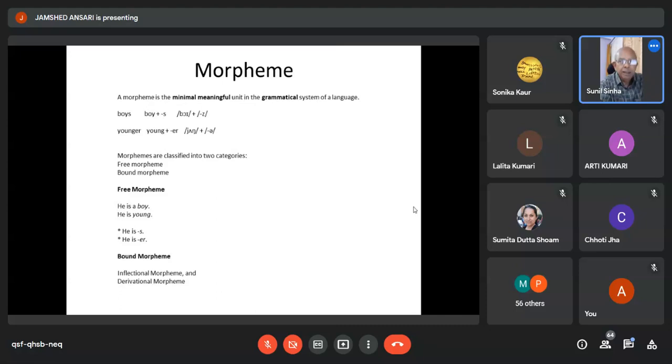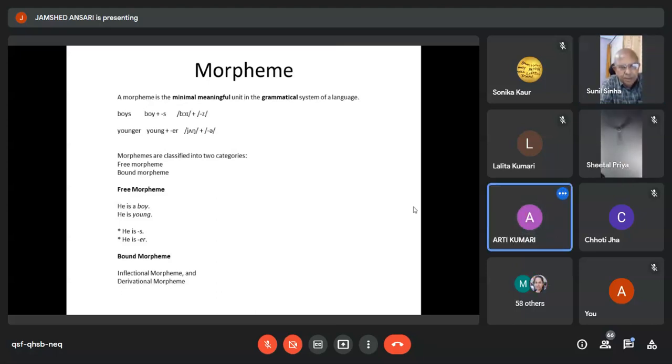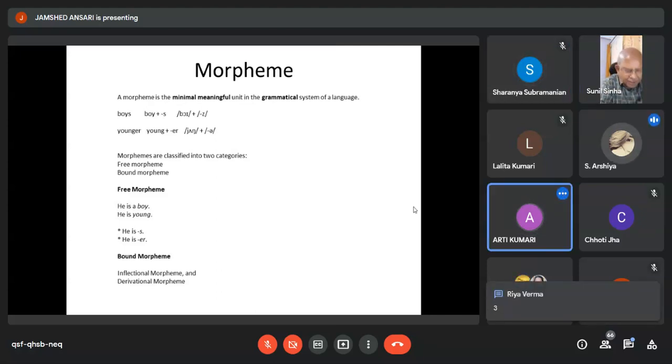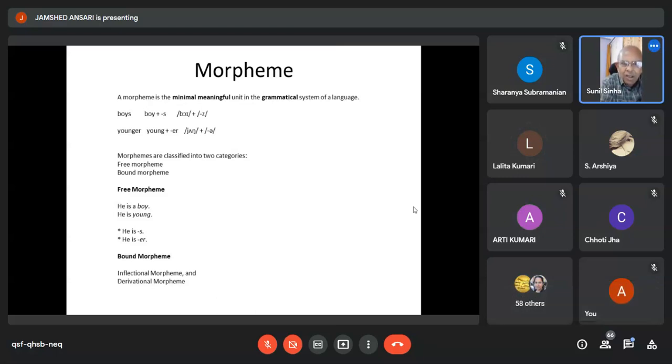For example, river. How many syllables are there? Two syllables, right? Morpheme. How many syllables are there in morpheme? Two, yes. So there are two syllables, mor and pheme. And how many syllables are there in monotony? Three. Sir, four, sir. Four, yes. Monotony. So there are four syllables.